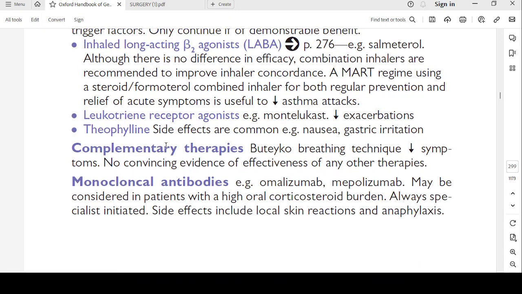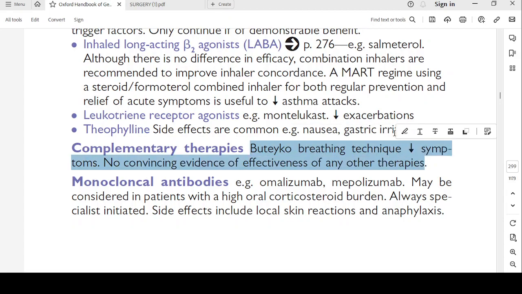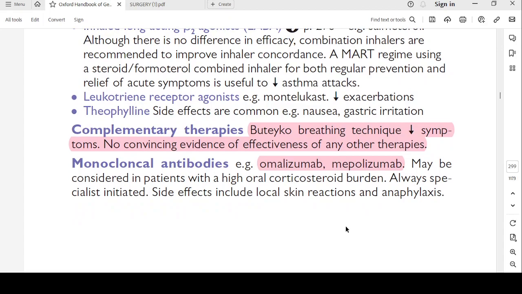Complementary therapies. Buteyko breathing technique decreases the symptoms. There is no convincing evidence of effectiveness for other therapies. Monoclonal antibodies, omalizumab and mepolizumab, may be considered in patients with high oral corticosteroid burden, always specialist initiated. Side effects include local skin reactions and anaphylaxis.